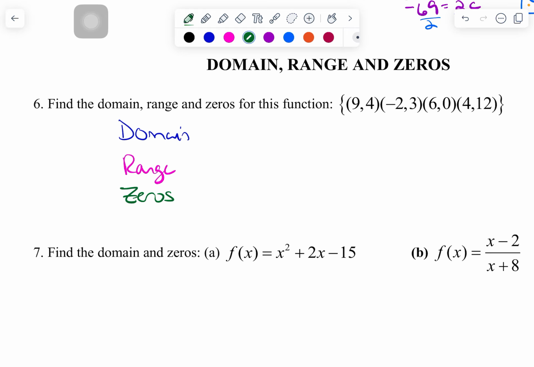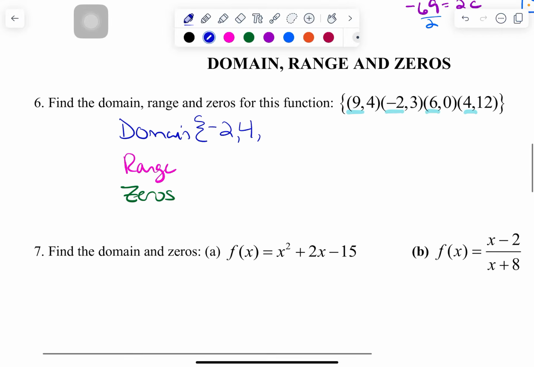So domain, remember, are your possible x values. So when we look at these ordered pairs, actually, I'll go ahead and highlight it. Here's the blue. Okay, we've got 9, -2, 6, and 4. So those x values become the domain. I'm going to put it in numeric order. You don't really have to, but it's kind of nice to do it just to make sure you get all your points in the right order. So -2, 4, 6, and then 9.